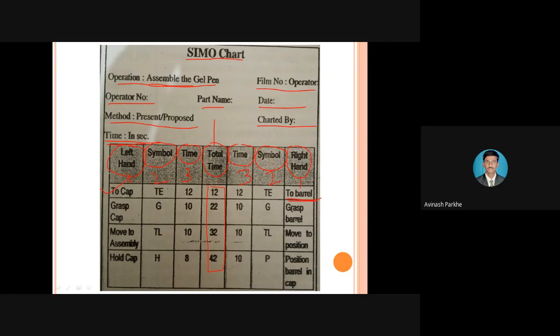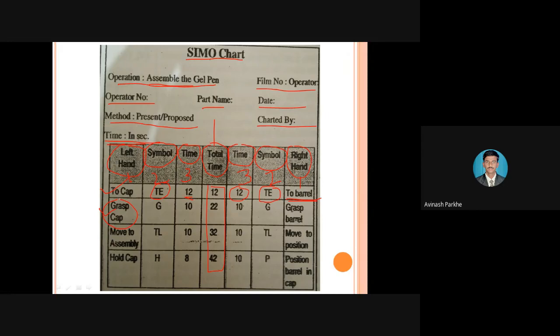My left hand is moving towards the cap to receive that particular cap. It is represented by the TE symbol. If I have to take that particular cap in my hand, it is represented by the TE symbol. How much amount of time is required? 12 seconds are required. Similarly, at the right hand, again, my right hand is moving towards that particular barrel to take that barrel in my hand. Again, it is represented by the same TE symbol. And how much amount of time is required? 12 seconds are required.